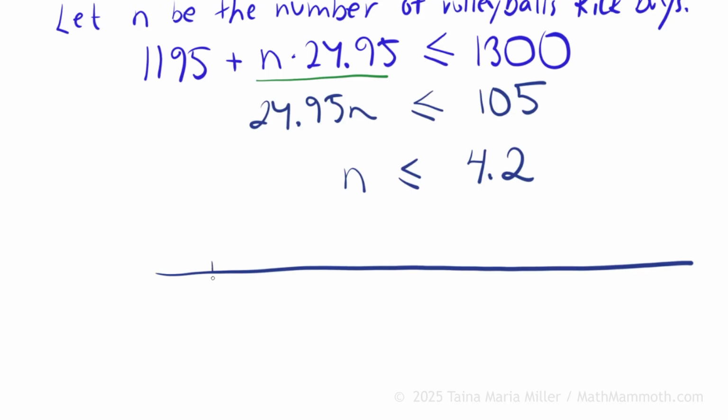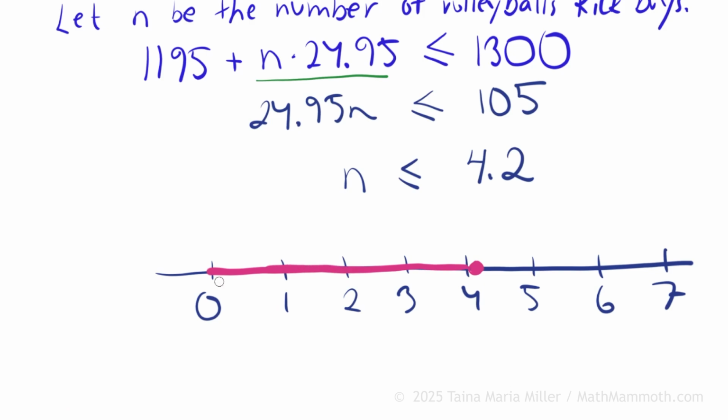Let's see. Like that. And then 4.2 is somewhere here. Less than or equal would mean I draw a solid circle there. And then n is anything less than that, anywhere here. So then I draw a line.